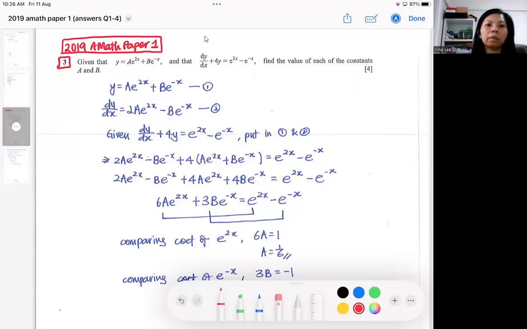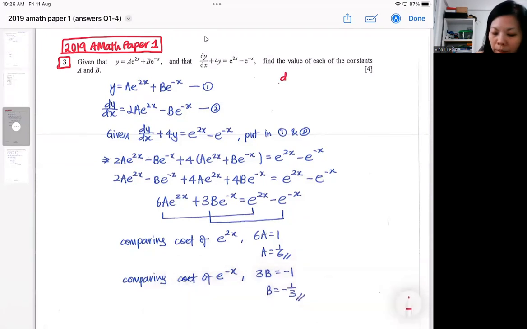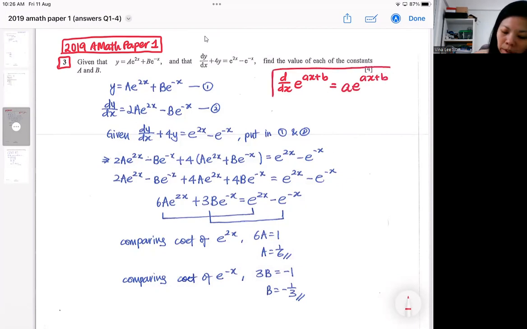Okay, so this question purely tests you on differentiation, and the differentiation is narrowed down to this formula. If you still remember, that's how we differentiate the exponential function. So this whole question basically uses this formula a lot.